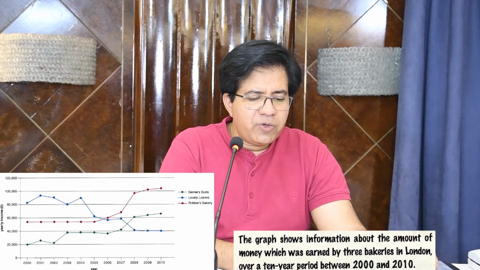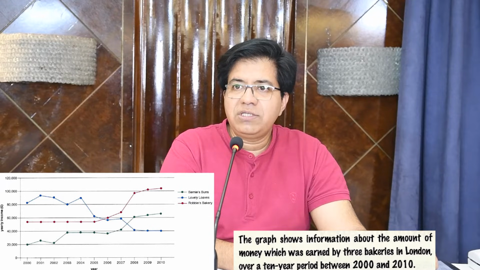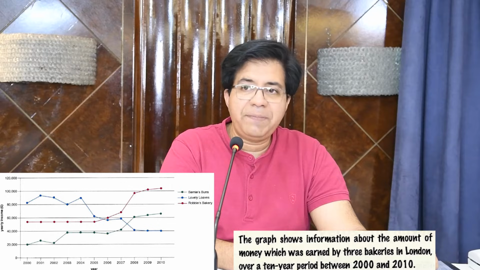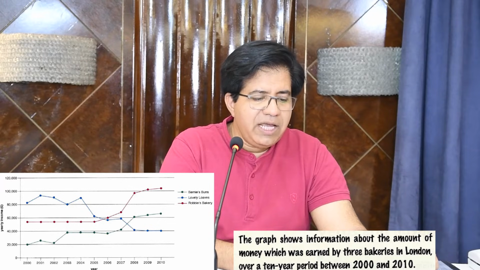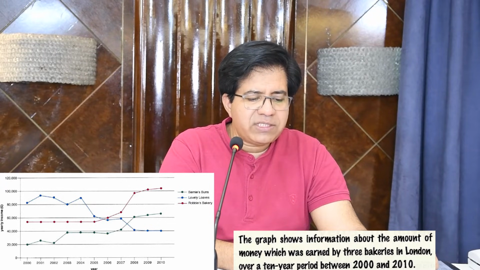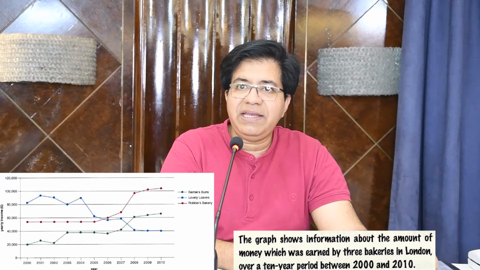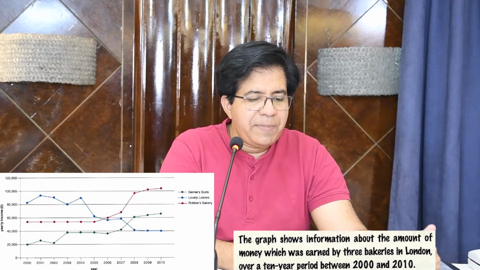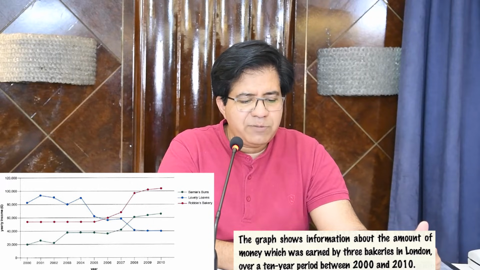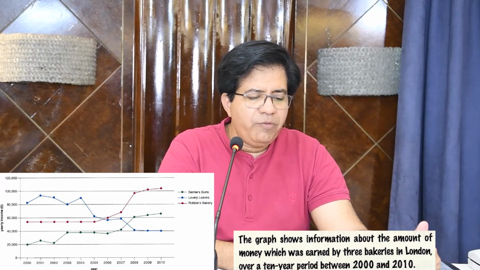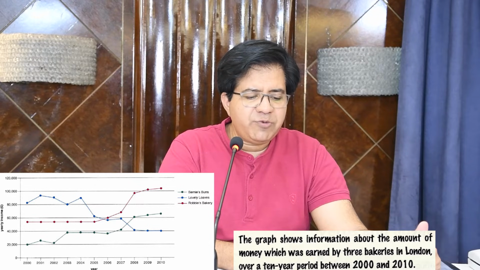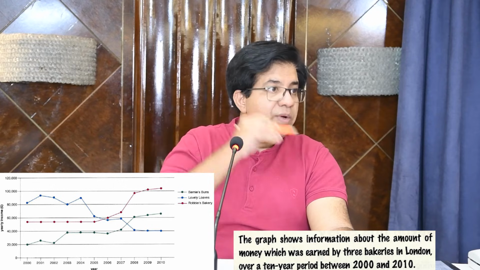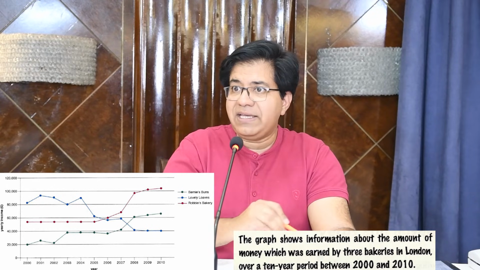The graph shows information about, this is what you can copy. The graph shows information about the amount of money which was earned by 3 bakeries in London. See that? Instead of writing the names of bakeries, you will write the amount of money which was earned by 3 bakeries in London over a 10-year period between 2000 and 2010.